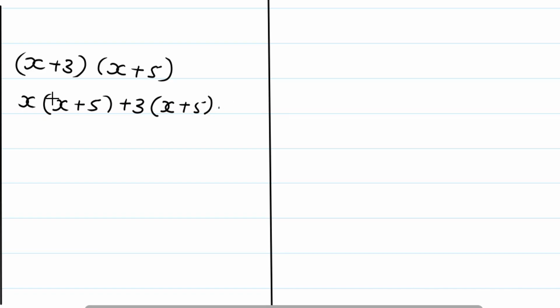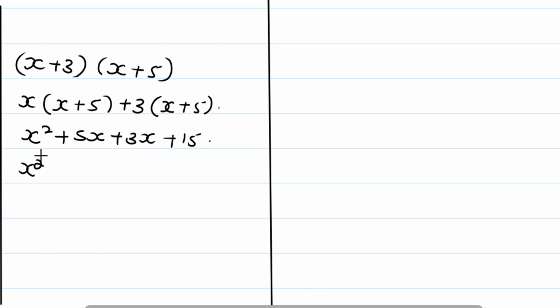Then from there, I can open the brackets, which now means I multiply everything inside the brackets with this x, so it will be x multiplied by x is x squared, then plus x multiplied by 5, which will be 5x, then plus this 3 multiplied by this x, which will be 3x, then plus 3 multiplied by 5, which is 15.